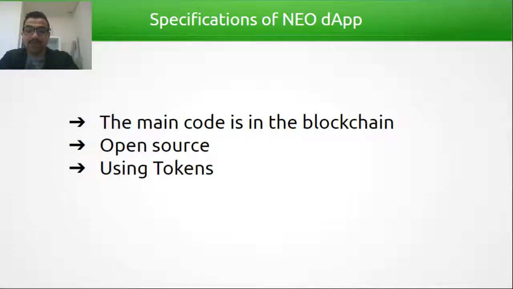dApp features. The main process runs on the blockchain, has a published open source code that can work autonomously without control by any specific person or organization that would have privileged access. They often use their own tokens to interact with the application.